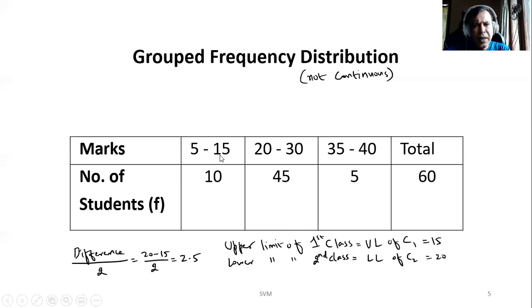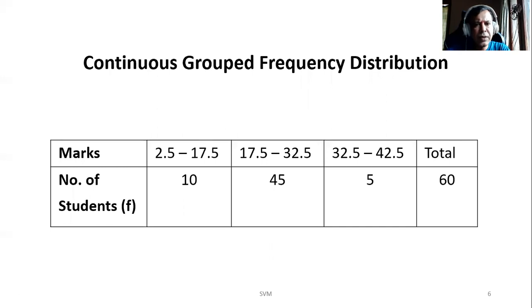All the upper limits, I will increase by 2.5. The lower limit, I will decrease by 2.5, because I'm doing it for all the classes. The reason is the gap between each of the classes is 5. 20 minus 15 is 5, and 35 minus 30 is also 5. So I can adopt this 2.5. I may decrease it in the lower limit and increase it by 2.5 in the upper limit in each class to create a continuous grouped frequency distribution, which is there in the next slide.